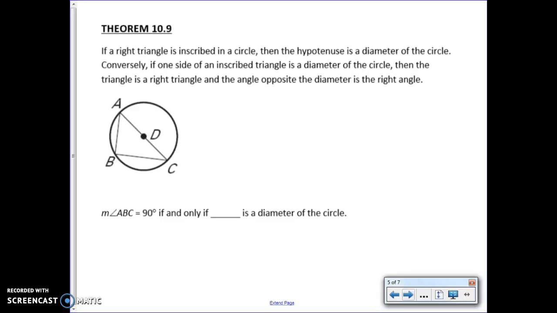But what this is saying is basically if you have this diameter and then you have an inscribed angle, if it's opening up to that diameter, I know this semicircle over here is 180, which would make this a 90-degree angle. So there's a right triangle when you have a triangle whose leg is a diameter. So the measure of angle ABC is 90 degrees if and only if AC is a diameter of the circle.